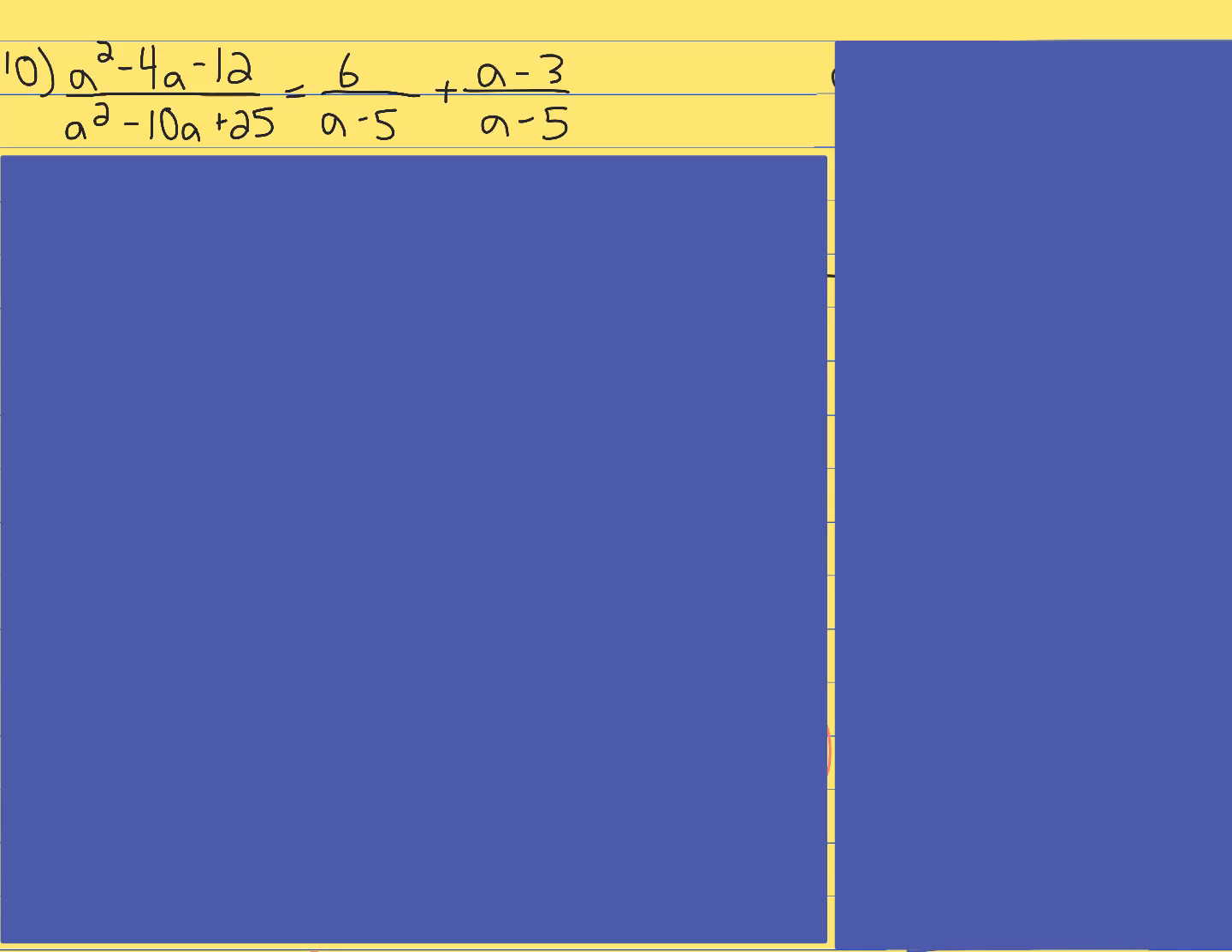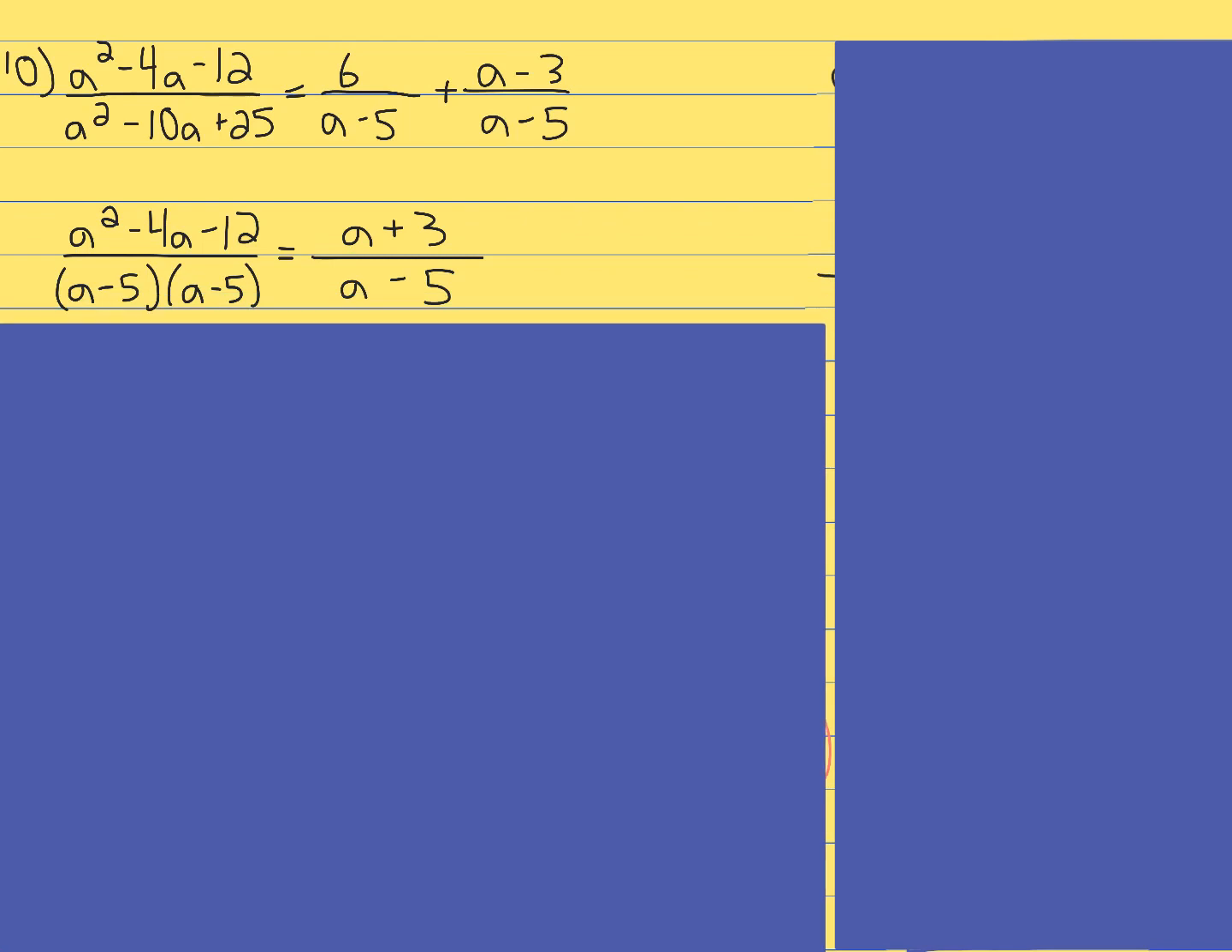Okay, this is number 10. You can see the original problem up top. Hopefully this is big enough for you to see it all. What I did from this first line to this second line is I just split this apart into its two binomial factors so you could see how it's made. Hopefully you can see that as one of those perfect squares, a minus 5 times a minus 5.